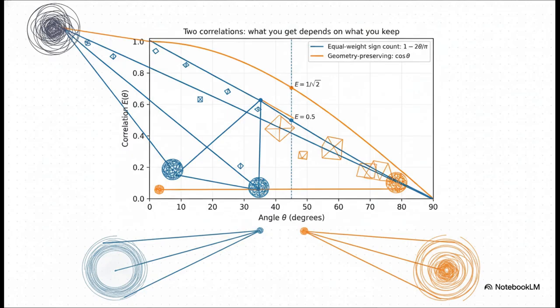And this graph, wow, this graph shows you the massive result of that choice. The blue line, that's what happens when you just count the signs and ignore how loud the note was. Check out the 45-degree mark. The correlation is 0.5. But the orange line, that shows what happens when you preserve the geometry. At that exact same 45-degree angle, the correlation is suddenly 1 over the square root of 2.